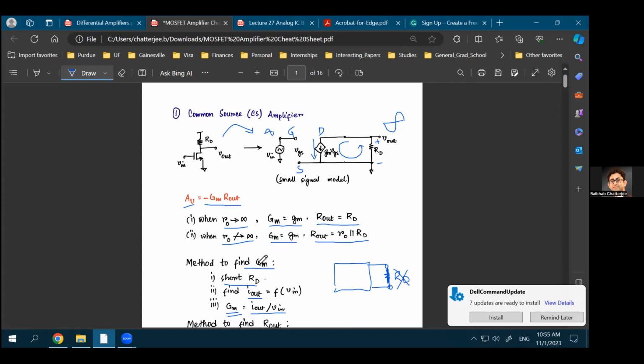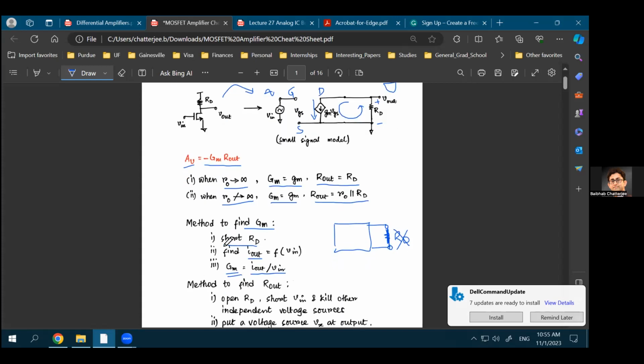And again, I'm not talking about anything new. It's just the same way that you find out a Norton equivalent current. When you're trying to find out a Norton equivalent current, you remove the load, you short the two terminals of the load, and you find out how much current is flowing through this branch. You find out that current as a function of the input voltage, and your GM will be I out divided by V, the output current divided by the input voltage in an AC term. So again, this is the same method with which you find out Norton equivalent currents.